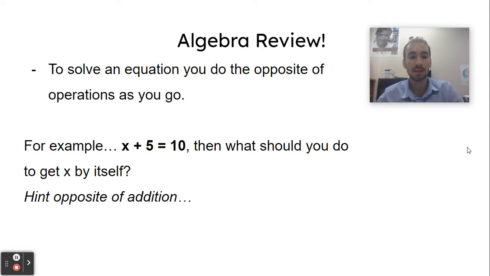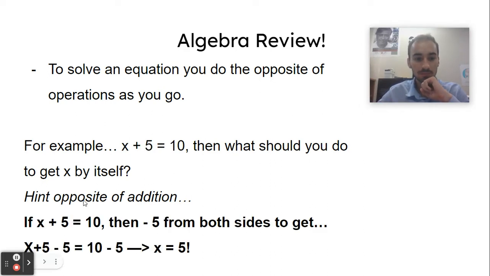So we're going to practice. If x plus 5 equals 10, then what should you do to get x by itself? Hint, you want to do the opposite of addition, okay? So if x plus 5 equals 10, then what's the opposite of adding 5? Subtracting 5, okay? So what you do is you would subtract 5 from both sides. So x plus 5 minus 5 is x, and 10 minus 5 is 5. So x equals 5. That's the idea of algebra. You're getting x by itself, so you can figure out what it means, and you do the opposite of whatever is attached to the x.